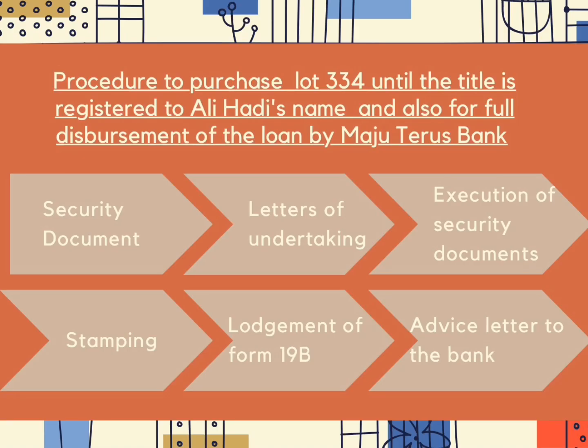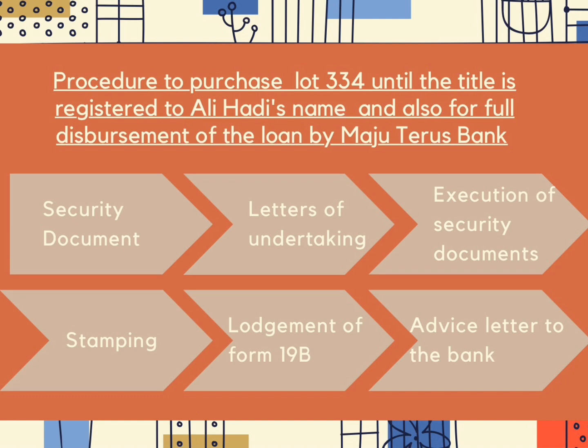As for the second procedure, the first step is to prepare the security documents needed according to the type of bank applied, which in this case is a conventional bank. Next, a letter of undertaking will have to be requested by Maju Terus Bank's solicitor. After that, the security documents that have been prepared will be executed. When the previous step is done, the next step is to do the stamping for related documents, namely the loan agreement, Form 16A and annexure, as well as stamping for Form 14A.